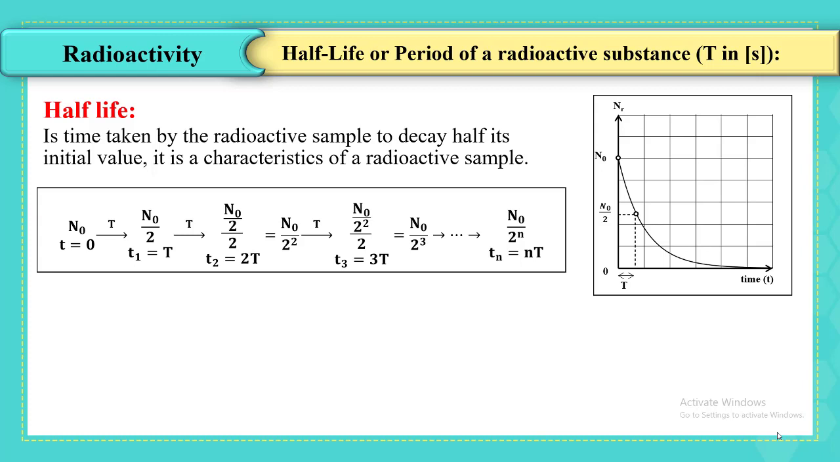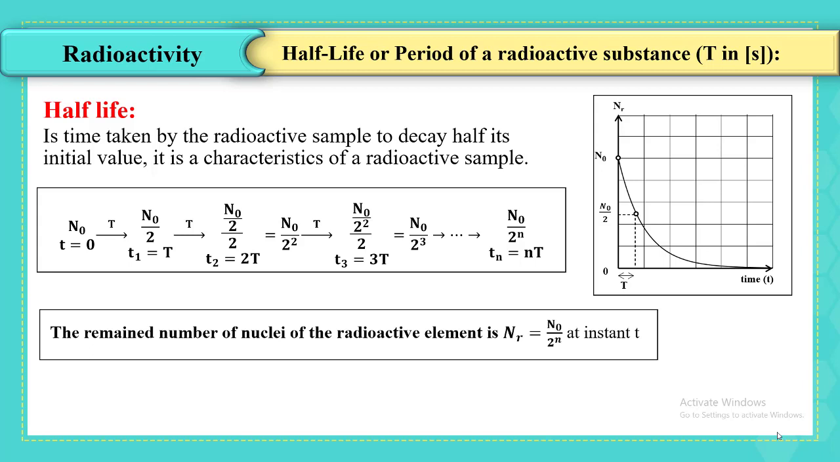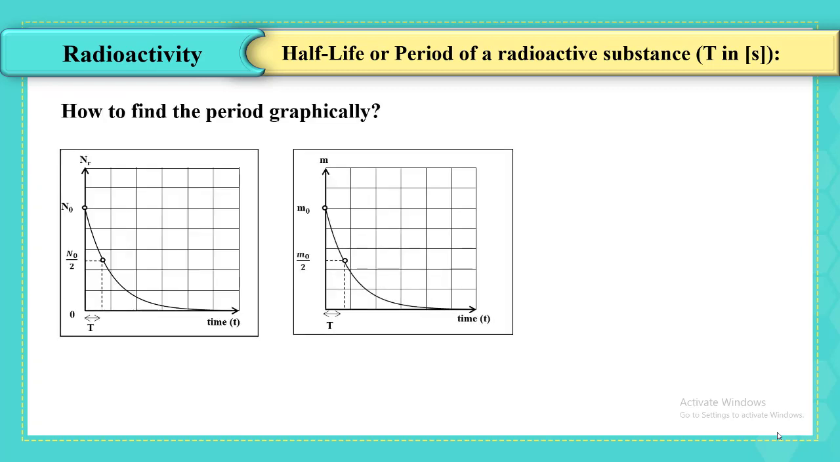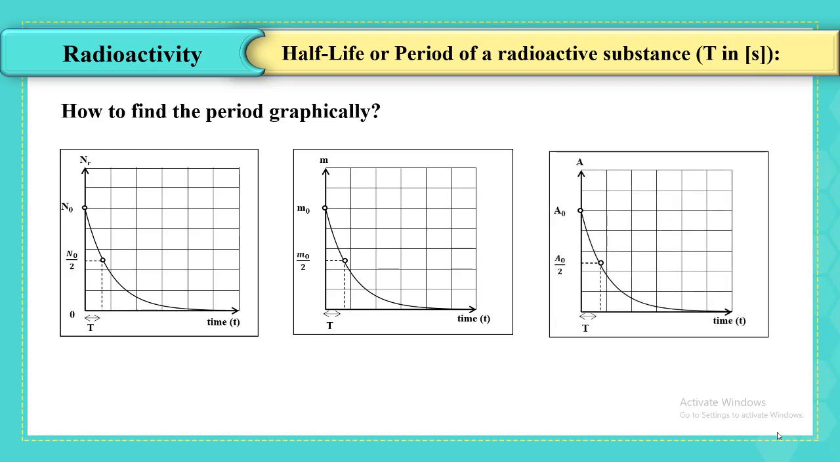To generalize a rule and to determine the remaining number of nuclei at time t equal to n periods, we can use the relation n equals n0 over 2 power n, where n is the number of decays and t equals nT represents the age of the sample. The graph of variation of the mass or the activity of radioactive nuclei versus time resembles the curve of variation of the number of nuclei of the radioactive element versus time. All decrease exponentially versus time.